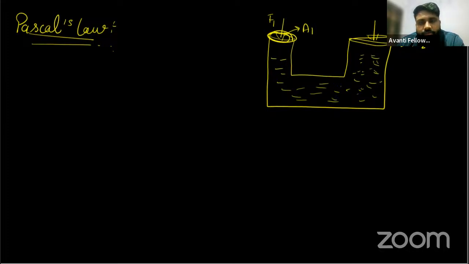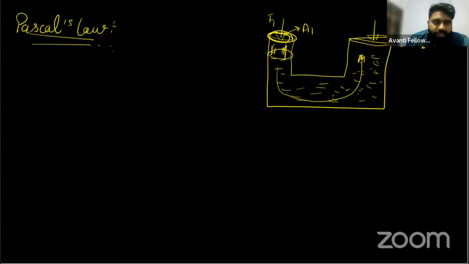So when we push this piston down, it will change or disturb the system, or basically it is changing the pressure of the system by applying force on it. So this change or disturbance will go to this side without any loss. This is Pascal's law.